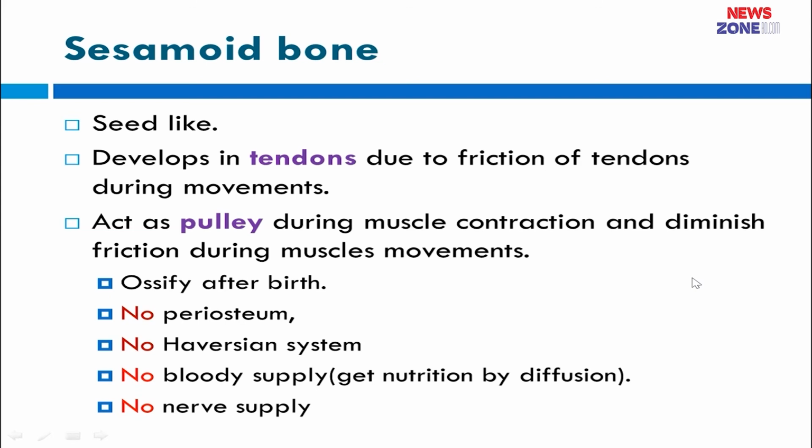At the same time, they have some special properties. As they are developed due to the friction of the tendons, they do not have any periosteum. They don't have any Haversian system. They do not have any sort of blood supply. So how are they living? They are living by the process of diffusion. Also, they don't have any nerve supply. Usually they act as a pulley for the movement of the muscle.